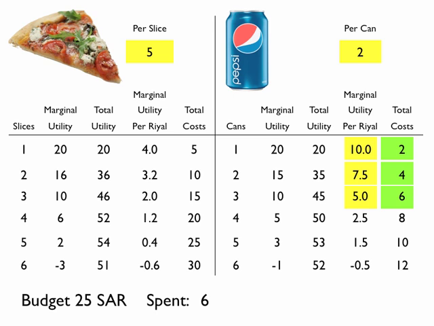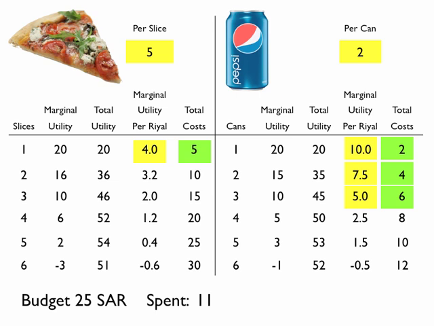Now at this point we have a choice. The next thing we could do is either consume a 4th can of soda, or we could consume our first slice of pizza. The 4th can of soda is going to indicate about 2.5 units of utility per Riyal. In contrast, the first slice of pizza would provide us with 4 units of marginal utility. So we would consume that first slice of pizza, and our cost would be 5 Riyals. Our total cost so far would be 11 Riyals.